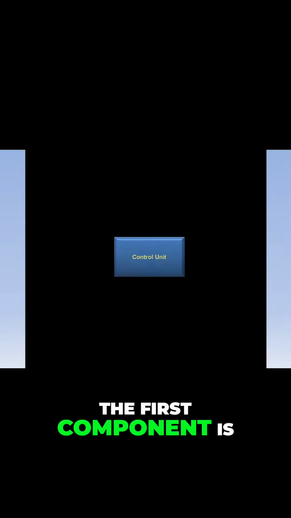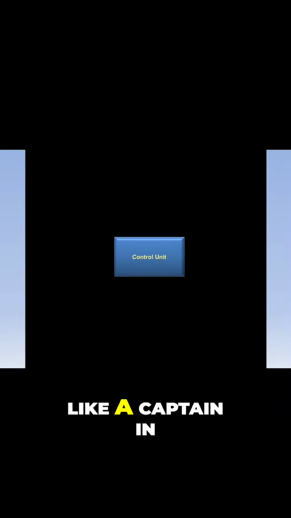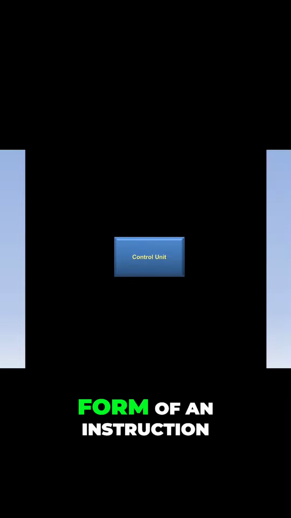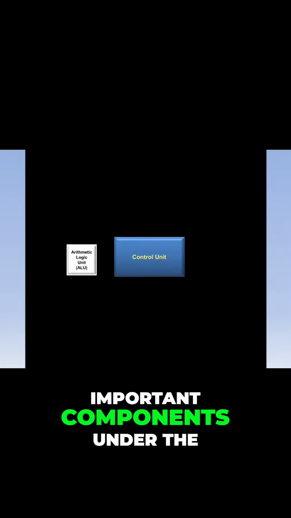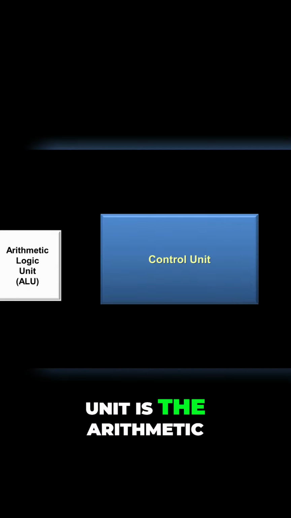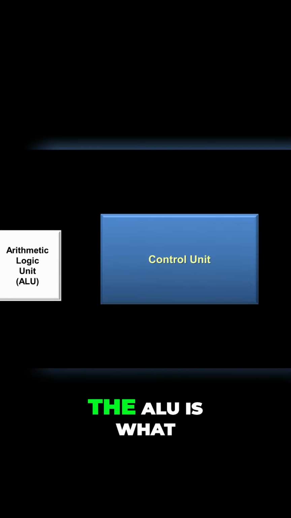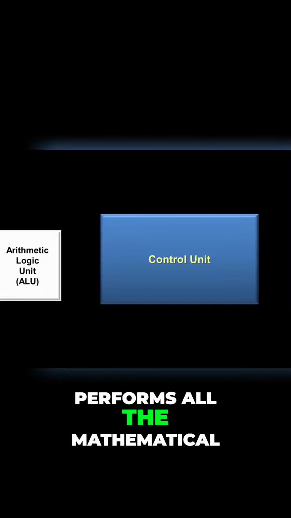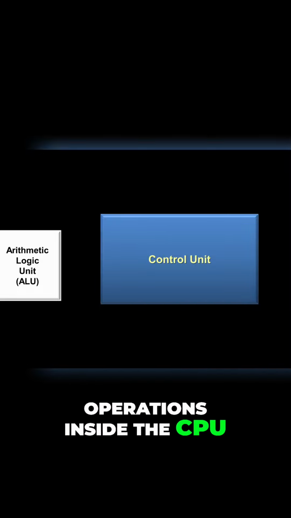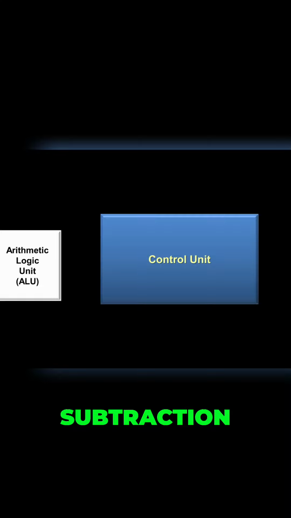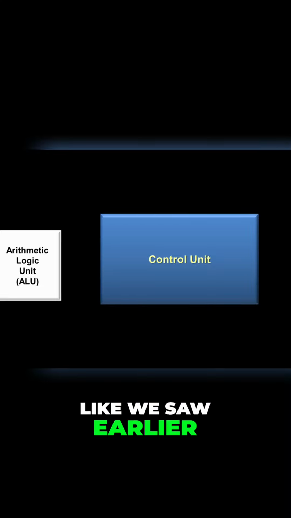The first component is the control unit, which is kind of like a captain in the Army. It receives its orders from RAM in the form of an instruction, and then breaks that instruction down into specific commands for the other components. One of the most important components under the command of the control unit is the arithmetic logic unit, or ALU for short. The ALU is what performs all the mathematical operations inside the CPU, such as addition, subtraction, or even comparison like we saw earlier.